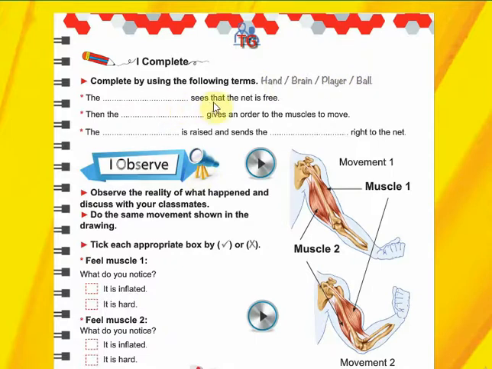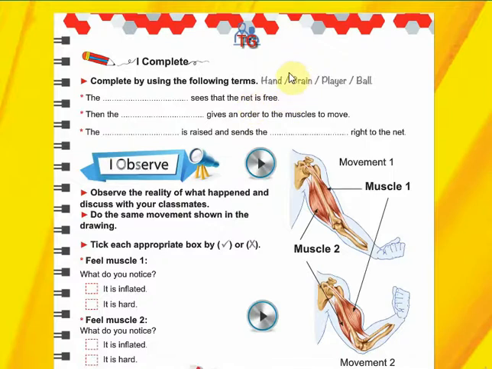Who sees that the net is free? Of course, the player sees that the net is free. Then the what gives an order to the muscles to move. يعني مين اللي بيبعت order بيبعت أمر to the muscles to move بيبعت أمر للmuscles إنه هن يحركوا. Of course, the brain, only the brain can send orders. بس نشوف كلمة order يعني مين بعت الأمر للmuscles.